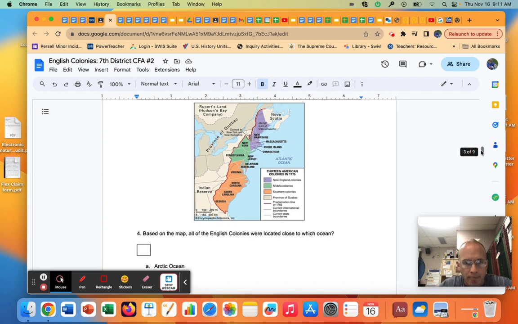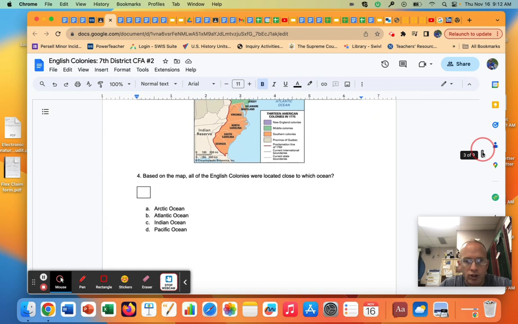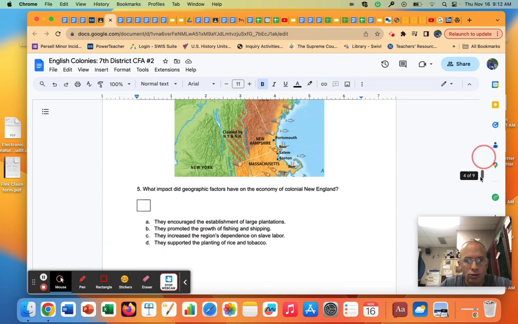Based on this map, all of the English colonies were located close to which ocean? So you got to look at the map, got to find the body of water, got to find the ocean. What's the answer? Is it the Arctic Ocean A? Is it B, the Atlantic Ocean? Is it C, the Indian Ocean? Or on the map, do you see D, the Pacific Ocean? Okay, we're rolling. Moving down to 5.